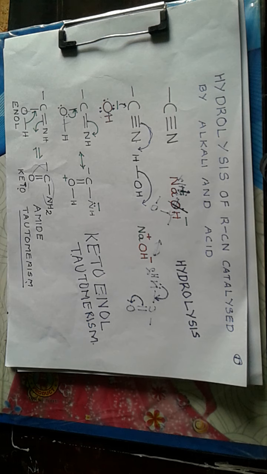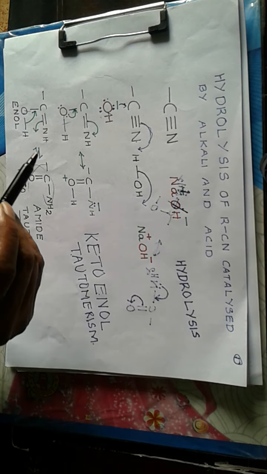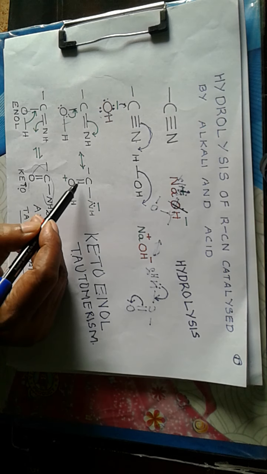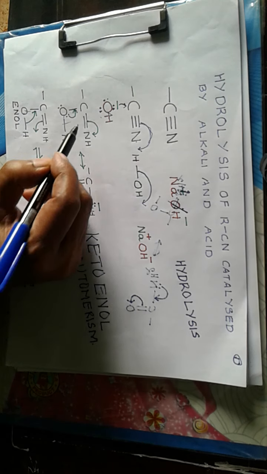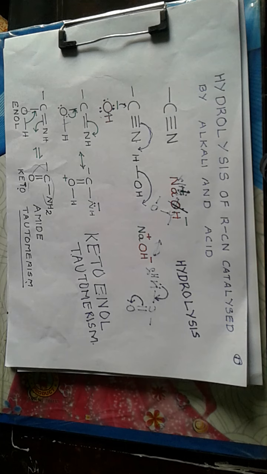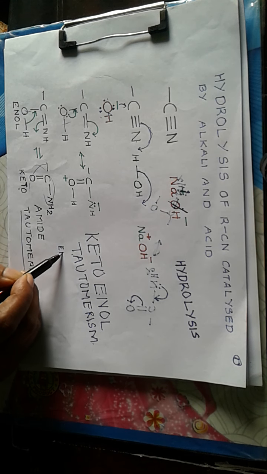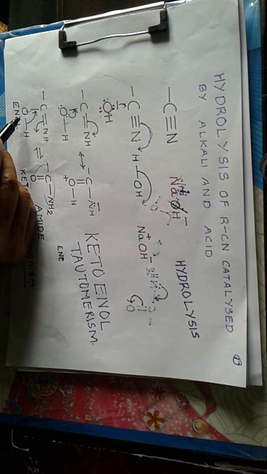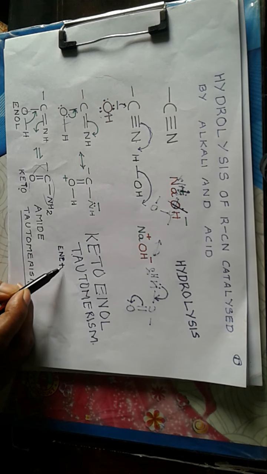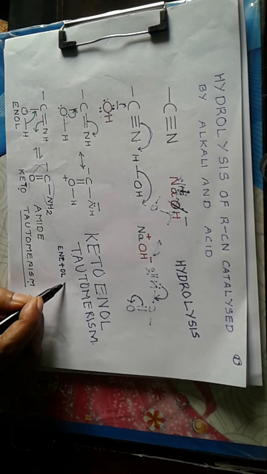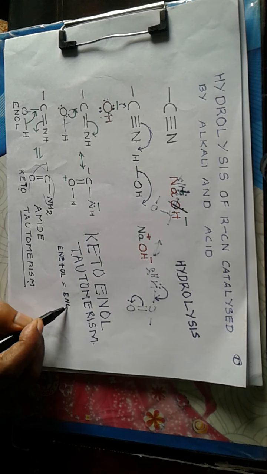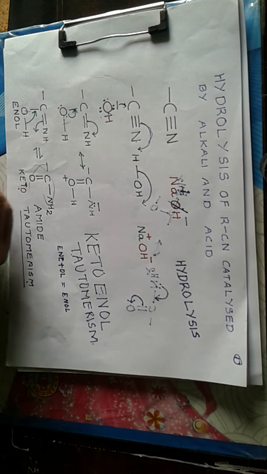So there is a tendency for formation of C double bond O from this structure. Now there is a double bond, and the suffix used for naming a double bond is ENE. And again this structure contains an alcoholic group. So ene plus ol, the ol being the suffix of alcohol, we get enol. So this is an enol.